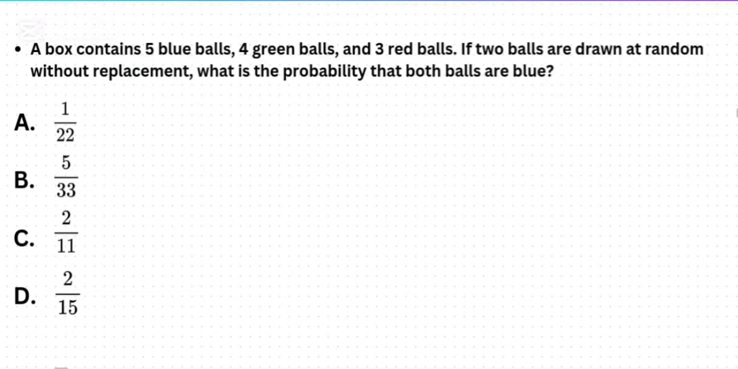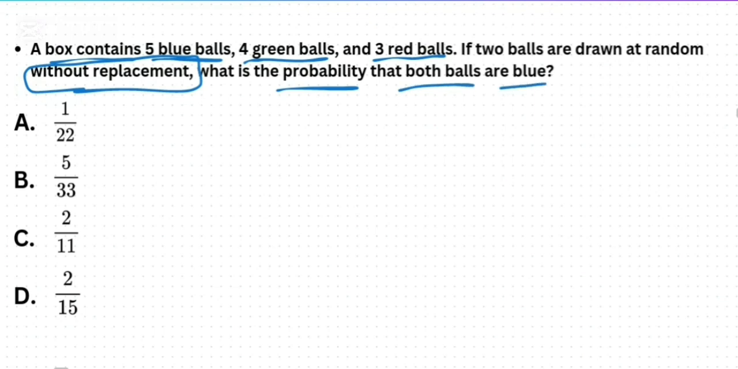Today we are solving the MCQs in the IMAT style of the probability chapter. So let's get started. The first question is, a box contains 5 blue balls, 4 green balls and 3 red balls. If 2 balls are drawn at random without replacement, keep this word in mind, without replacement. What is the probability that both balls are blue? So they are asking what are the chances that both balls are blue.